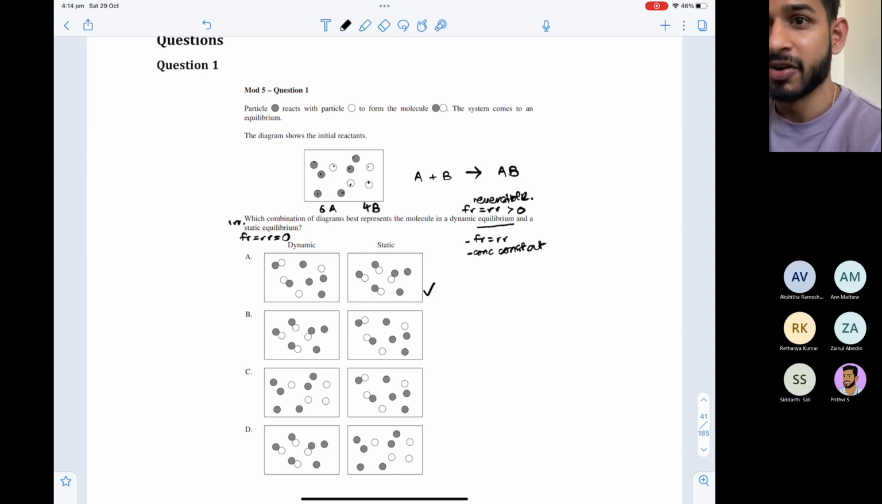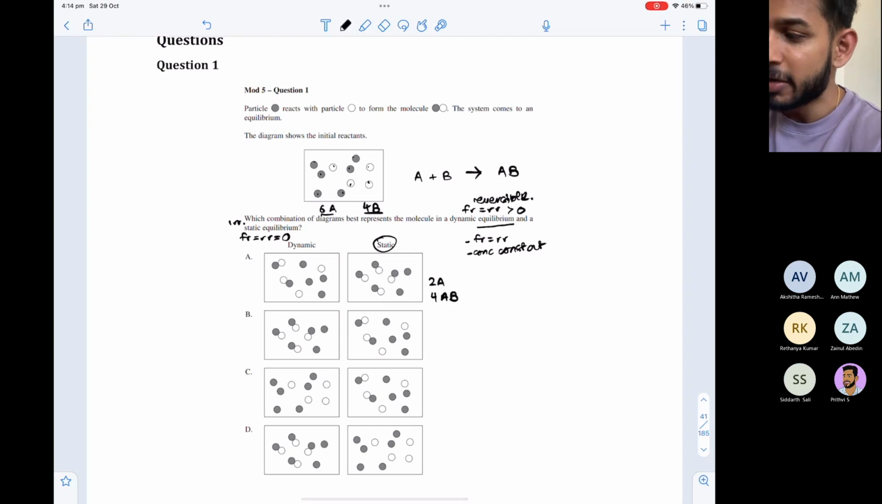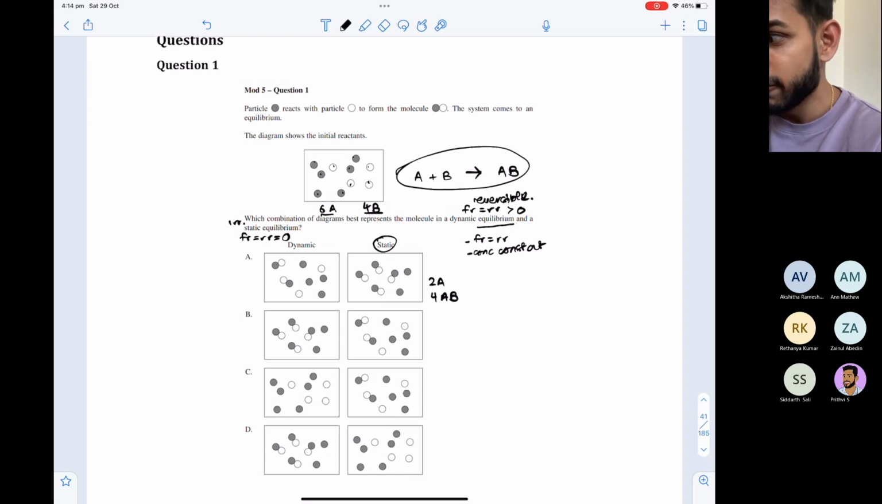I like that answer. Very good, right? This is where the numbers really help you. So you see there's 6A and 4B. If you represented what's going on in the static equilibrium one, you can see there's still 2A and there's been 4AB, which tells you there's been 4 rounds of this reaction. Does everyone agree? So 4A got used up out of 6A, so there's 2A left. Tick, right? 4B got used up, there's no more B. And there's been 4 molecules of AB formed.